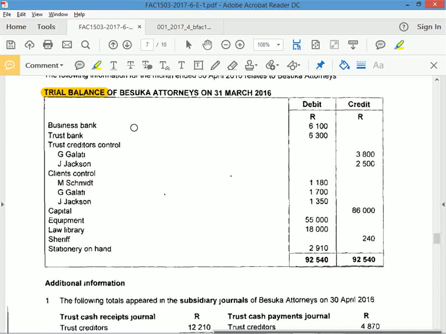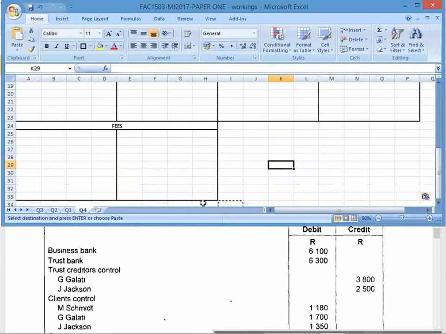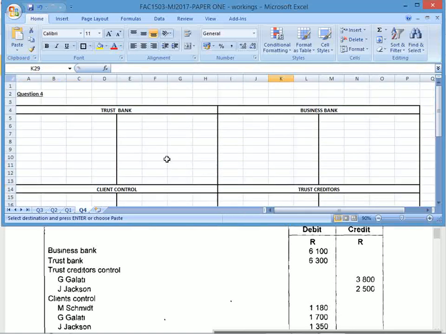Trial balance. Trial balance means opening balances for the month, because end of March is beginning of April. Make sense? Great. So the business's bank account has a balance of, April, 1st April, balance brought down, $6,100.